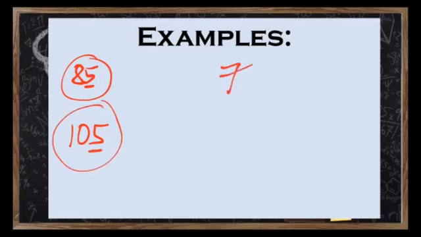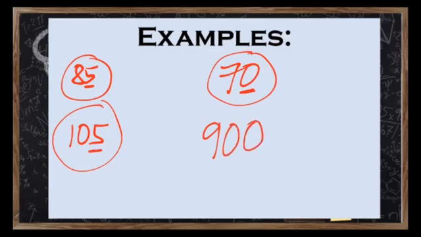Another example is 70. 70 ends with 0. Therefore, 70 is divisible by 5. Another example is 900. 900 ends with 0. Therefore, 900 is also divisible by 5.